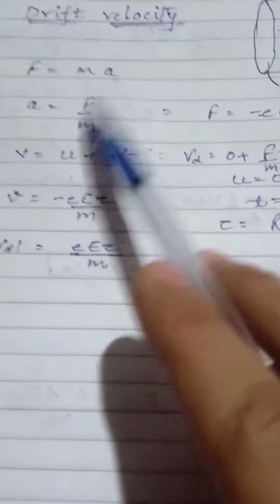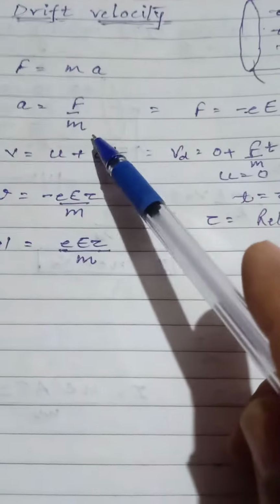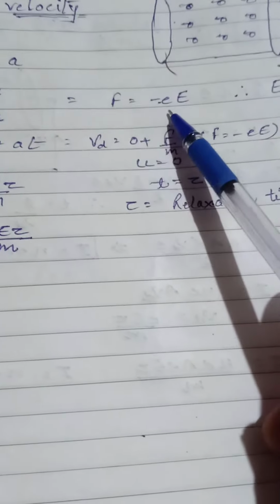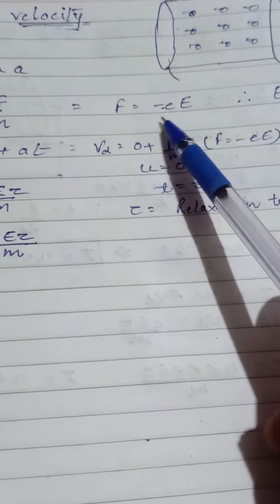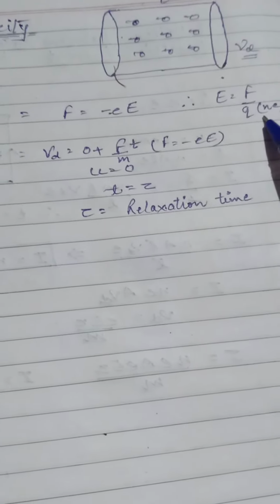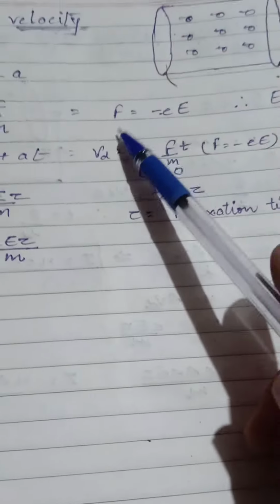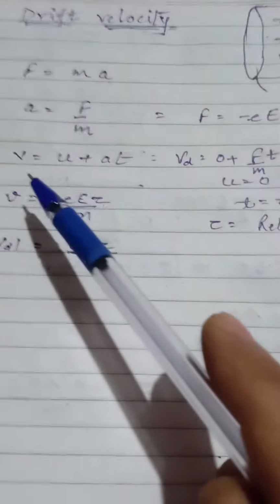When they are moving, we know that force is equal to mass into acceleration, or acceleration is equal to force upon mass. We know that the force experienced by an electron in an electric field is given as F equals minus e into capital E. E is equal to F upon Q, Q is equal to n into e. If the value of n is 1, F is equal to Q into E.